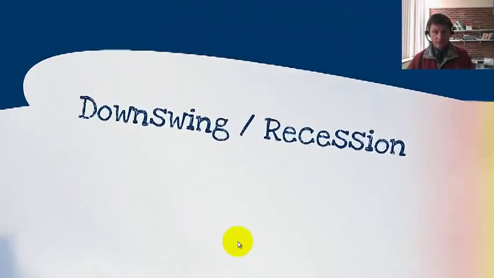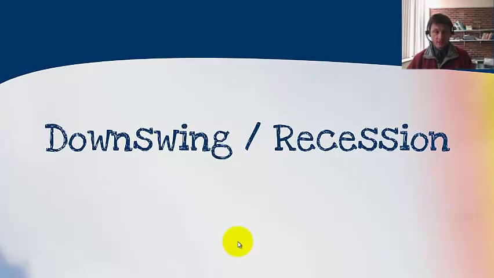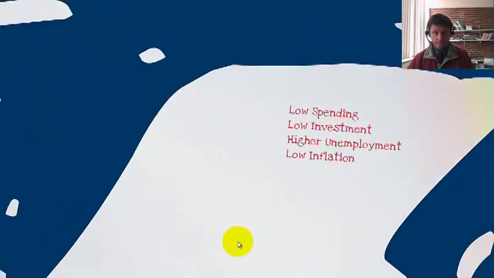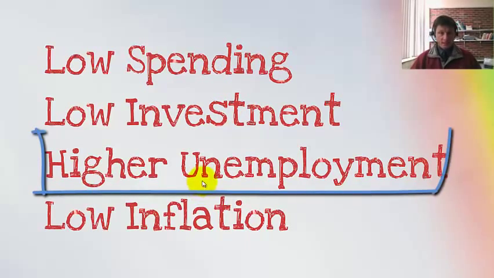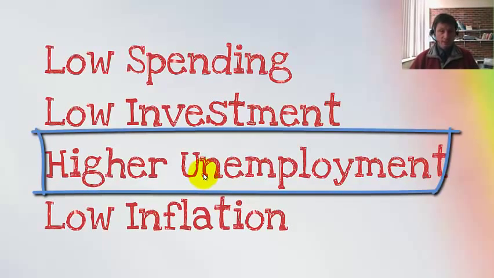Now let's look at the other side, when the economic cycle's in a downswing or recession. What we see there is low levels of spending, low levels of investment, high unemployment, which is the big problem, and fortunately lower inflation.